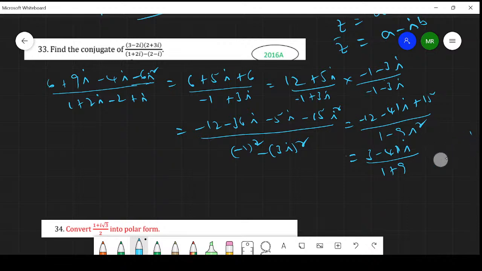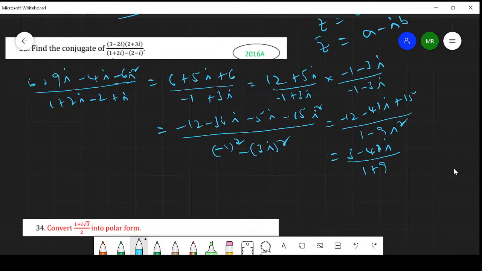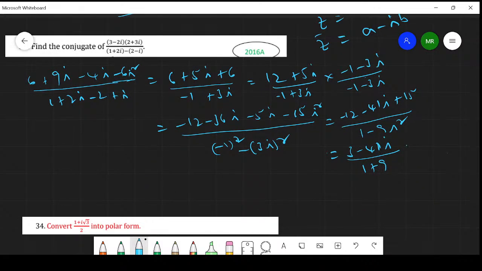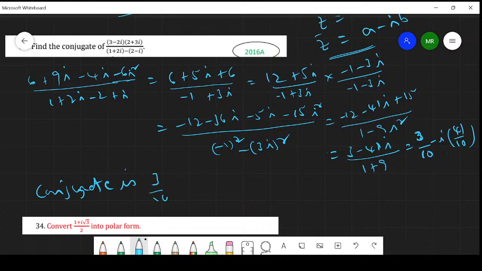Just observe here. I can write this as 3 by 10 minus i into 41 by 10. They are asking conjugate of this. I told you conjugate will change the sign of the imaginary part. I explained here. So the conjugate of the given complex number, I can write, is 3 by 10 plus i into 41 by 10. This is conjugate of the given complex number.